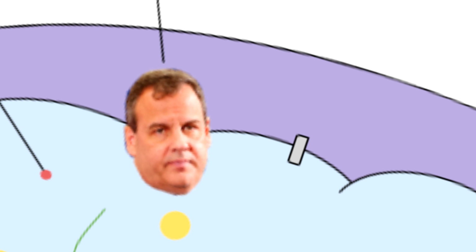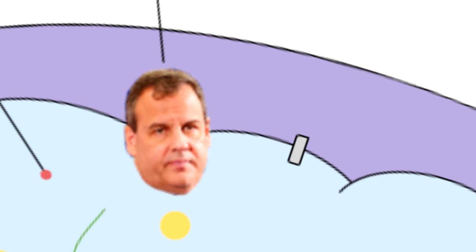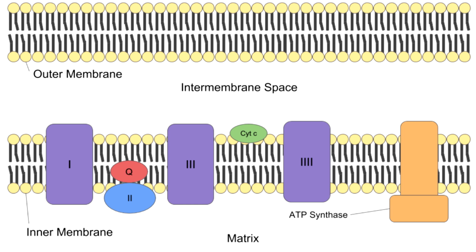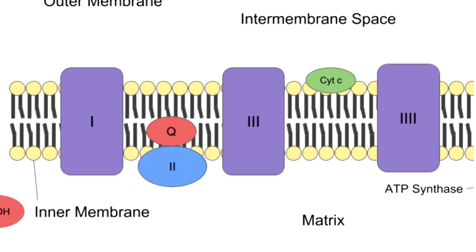The electron transport chain takes place in the inner membrane of the mitochondrion. This inner membrane has many cristae or folds, much like politician Chris Christie. The purpose of this is to increase surface area. Let's take a closer look. At this level, we can see the individual protein complexes of the electron transport chain.